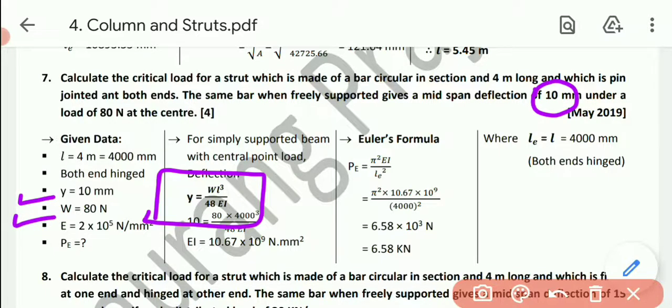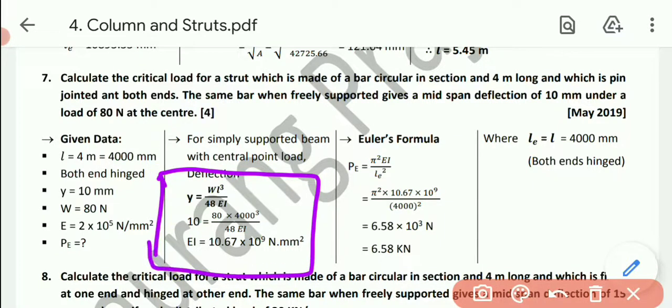Okay, E has not been given to us; by mistake I have written it over here. E is not given to us right now, so I will use this formula first of all: y equals WL cube by 48 EI. Now y is given to us, that is 10. W is also given to us, that is 80 Newton. L is also given to us, that is 4000.